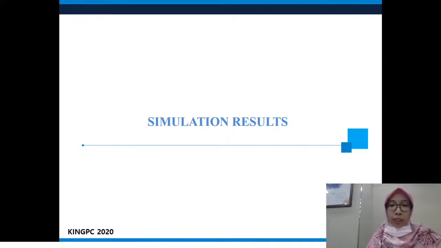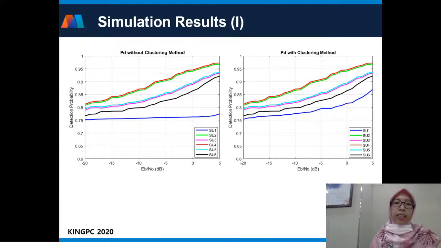And for the simulation results, here is the detection probability. According to the first figure, the detection probability values of SU2 and SU6 show a good probability of detection. While for SU1, the probability of detection was very low and below the threshold. This is because secondary user 1 is outside the RPI area and cannot detect the presence of the primary user.